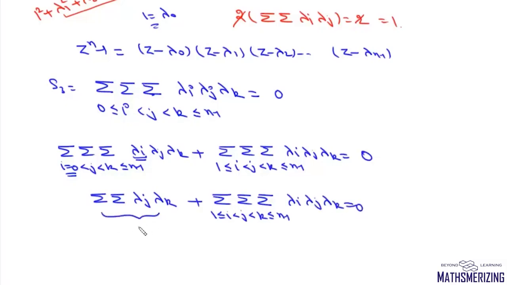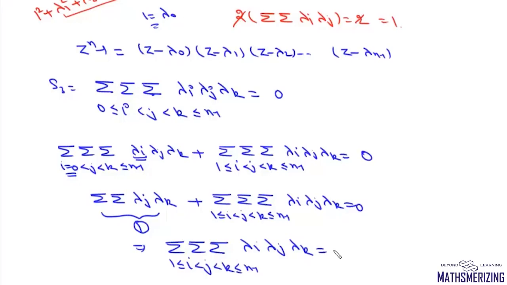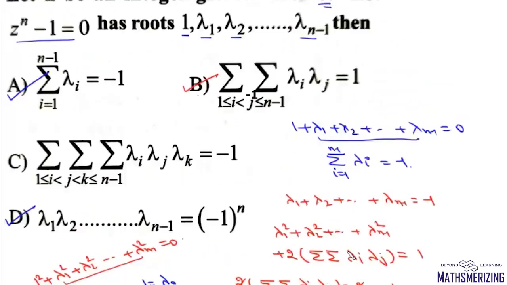Now from this second result, we know that this is equal to 1. So from here we can write the value of this triple summation lambda i into lambda j into lambda k, where i is greater than 1 but less than j, less than k, less than equal to n minus 1 is minus 1. That means this option C is also correct. So for this question, all the 4 options are correct.